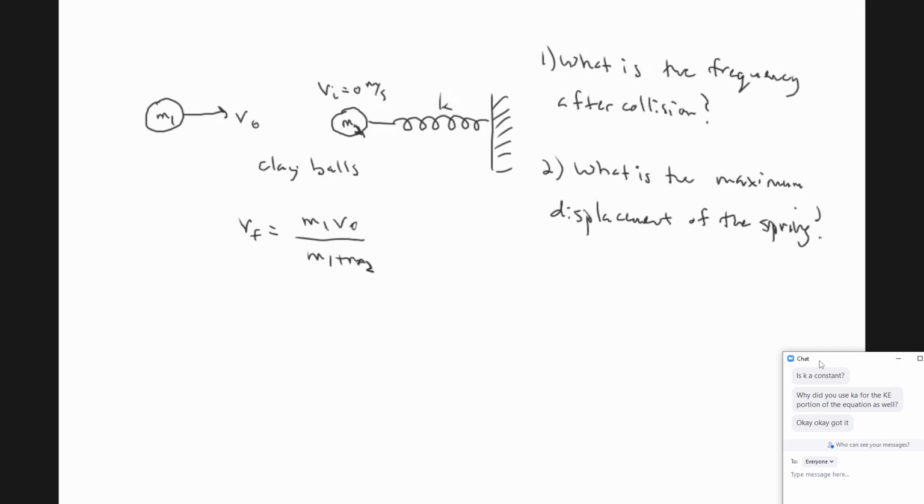So what is the frequency after collision? We've gone over frequency today for mass in a spring. And what is the maximum displacement of that spring?